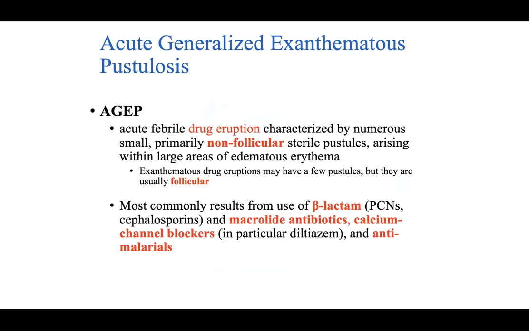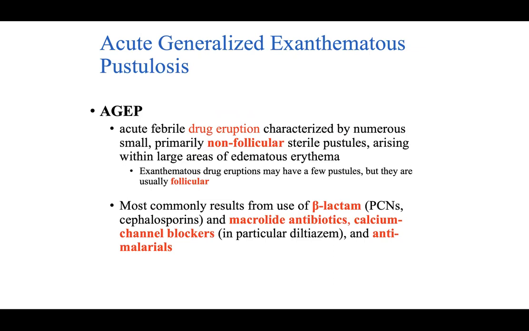Now let's go to acute generalized exanthematous pustulosis. I mentioned this earlier, that it often is confused on histology a lot with pustular psoriasis, but clinically, the story is usually that the patient got some type of drug or antibiotic 2 days before they had eruption of these very fine papules throughout the face and the body. And so AGEP, as we call it, it's easier to say, is an acute febrile drug eruption characterized by numerous small, primarily non-follicular sterile pustules arising within large areas of edematous erythema.